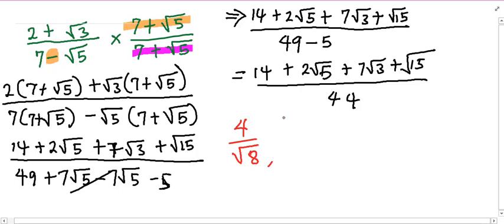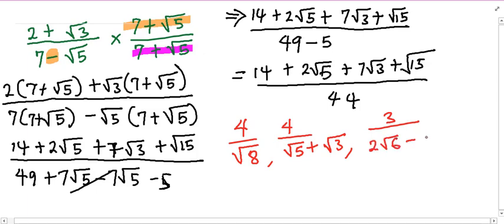Also solve 4 over root 5 plus root 3. In the conjugate, change the sign to negative. Okay, try this one too: 3 over 2 root 6 minus root 3. Please make sure you try these numbers on your own. That's the best way I think you can actually learn this.